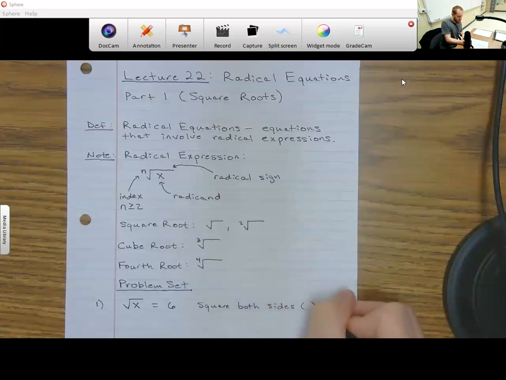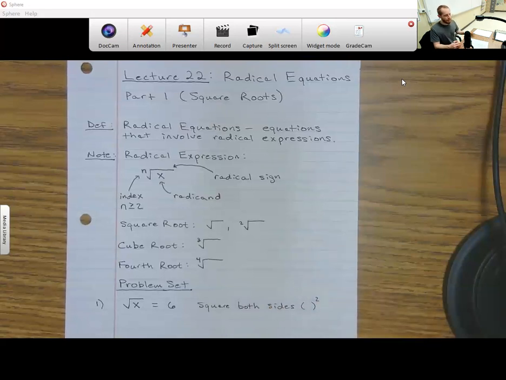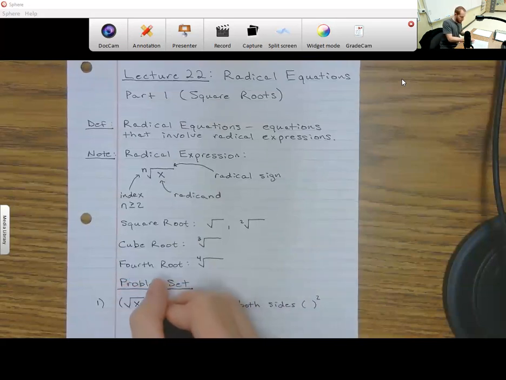And when I square both sides, I'm always going to use parentheses and a square. So I'm essentially taking both sides and raising both sides to the exponent 2. So let's do that. I'm going to put this in parentheses and square it, and I'm going to put this in parentheses and square it.